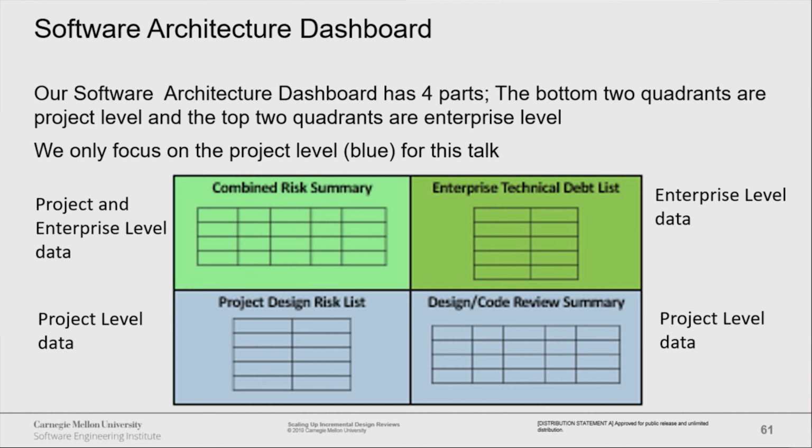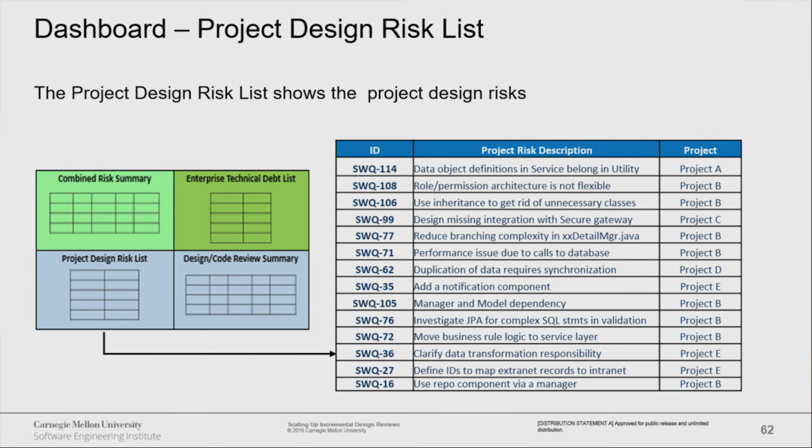Tomorrow we're going to give a talk where we'll talk about enterprise technical debt and what we're finding in this data that points to problems across the enterprise. So today we're just going to focus on this. In our dashboard, we have a project design risk list, and then we have a couple of different roll-ups. So let me give you examples of those.